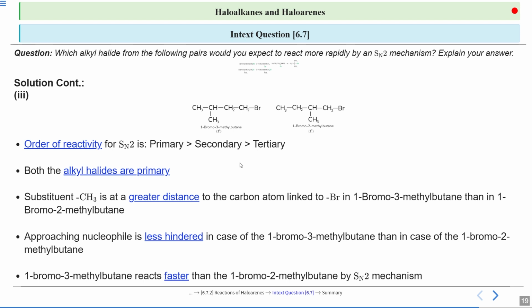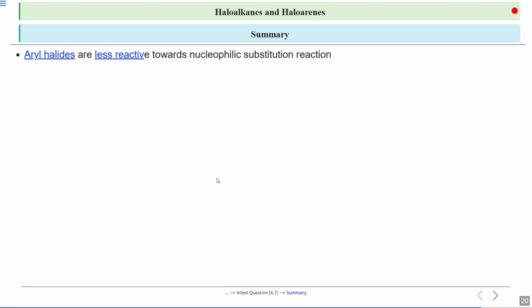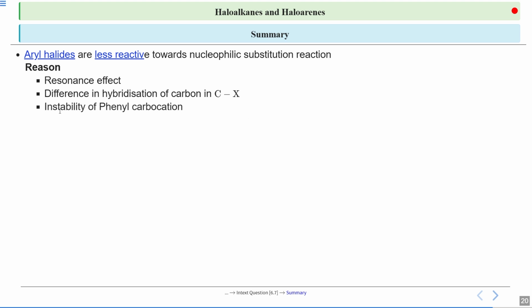Okay, let's see the summary of what we have covered today. First of all, aryl halides are less reactive towards nucleophilic substitution reactions. The reasons are, first, the resonance effect, due to which the reactivity decreases. Then we have seen the difference in hybridization of carbon in the carbon-halogen bond in haloarenes. Then the instability of the phenyl carbocation forming after the removal of halogen from the carbon. And the fourth factor is repulsion, which is also responsible for the lesser reactivity of haloarenes towards nucleophilic substitution reactions.